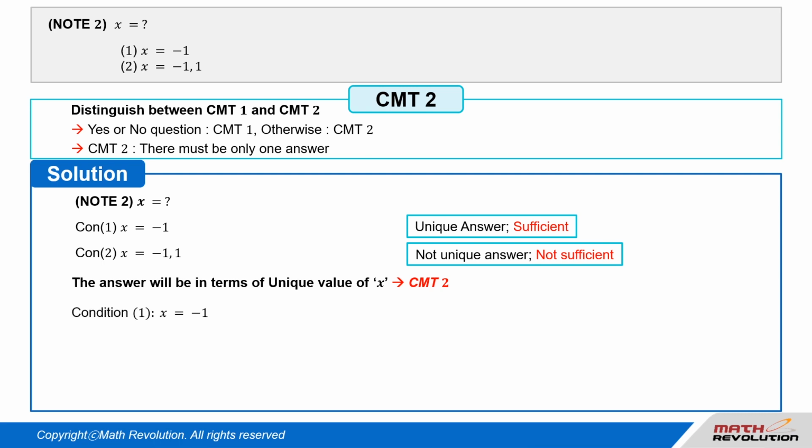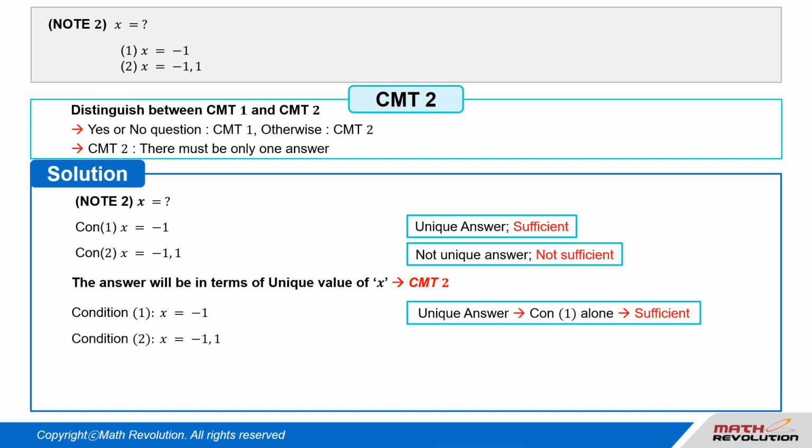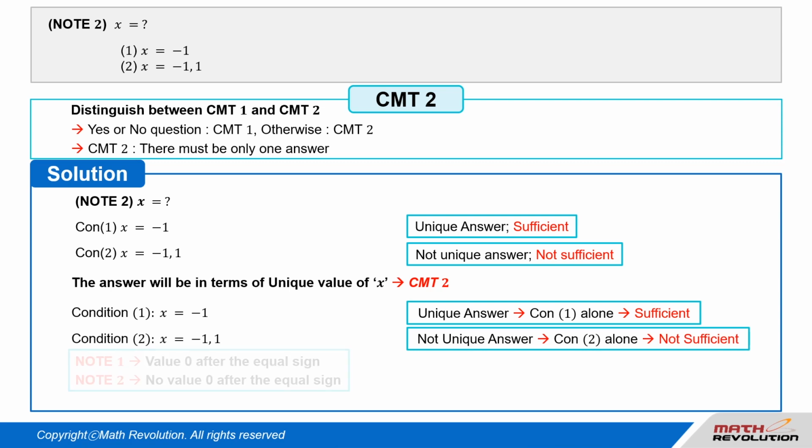Let's take a look at each condition separately. Condition 1 tells us that x is equal to negative 1. This condition is sufficient as it gives a unique answer, negative 1. Condition 2 tells us that x is equal to negative 1 and 1. This condition is not sufficient as it gives two values for x, negative 1 and 1.